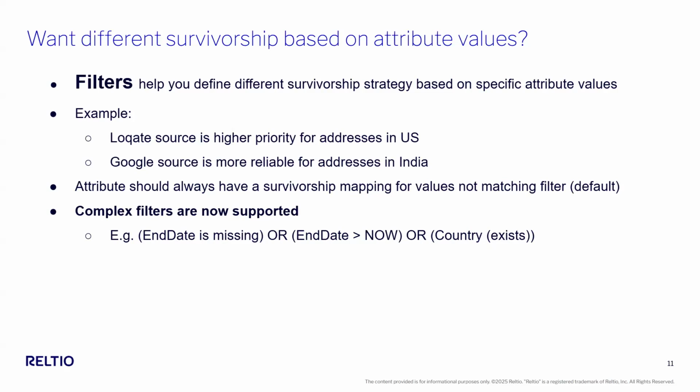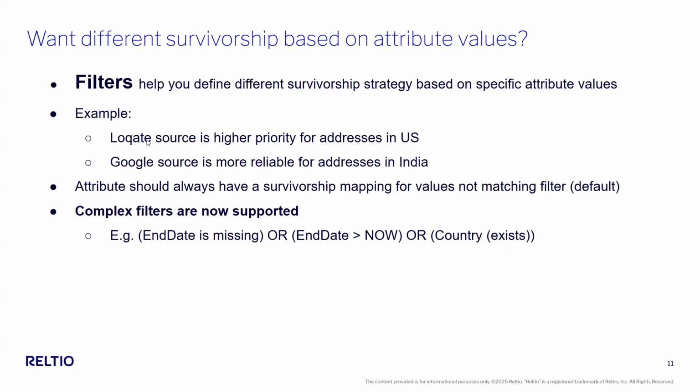But you also should be considerate about what happens when the filter conditions are not met. So assume that you define these two conditions. Country is US, use Locate. Country is India, use Google. Now, what happens if country is not US or not India? In that case, it will fall back to the default survivorship, which is LUD right now. So if you do not want it to have a default, then also have a condition where you handle the default values or all the other values.